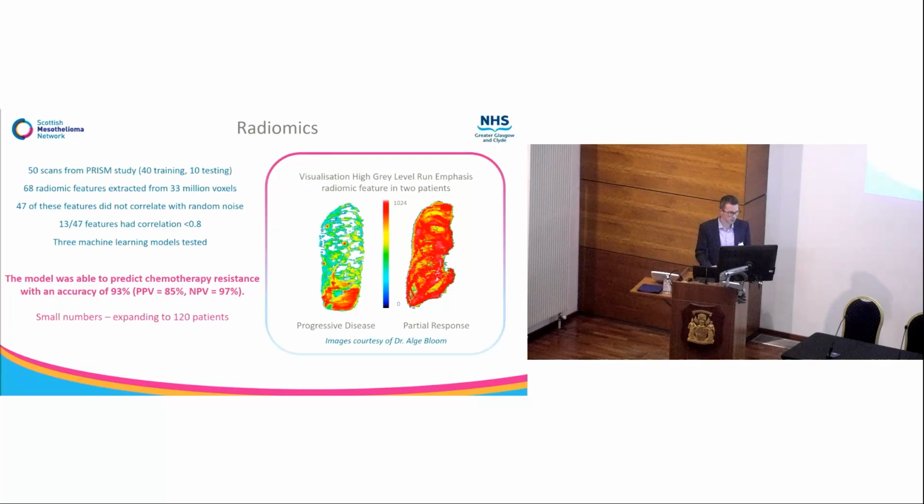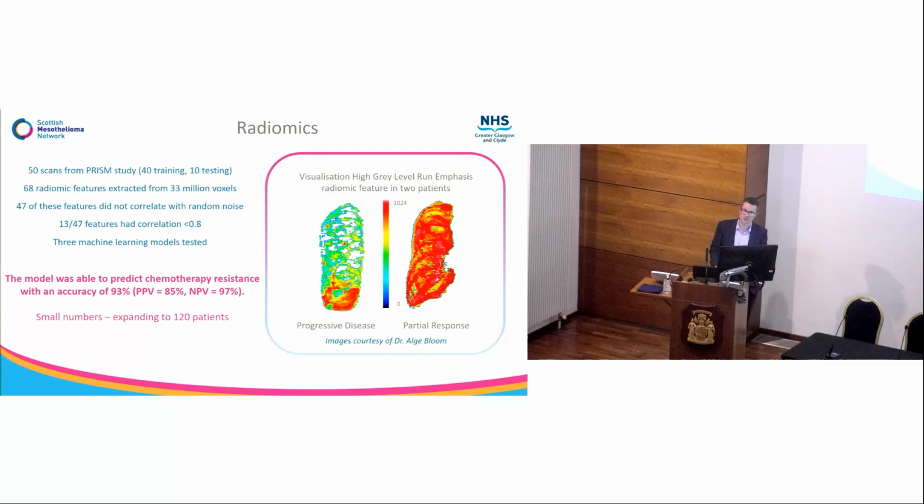And actually, the model that Al produced, he looked at 3 machine learning models, and the model he used was able to predict patients who get chemotherapy resistance with an accuracy of 93%. Now, that's really, really useful information, particularly if you've got options for personalising treatment regimes. And you can see the image on the right-hand side.